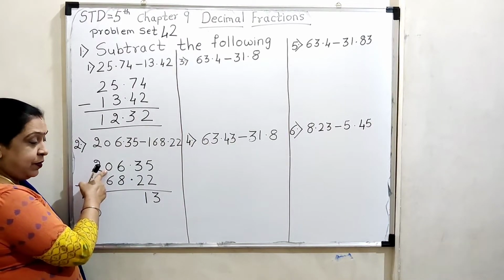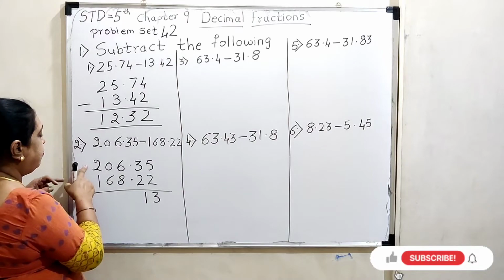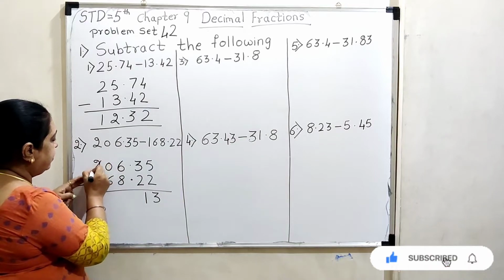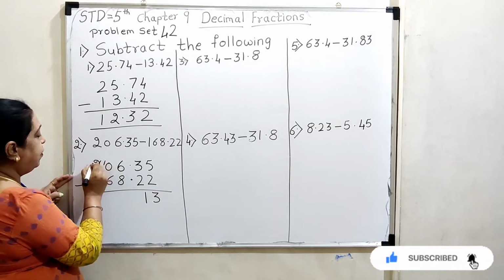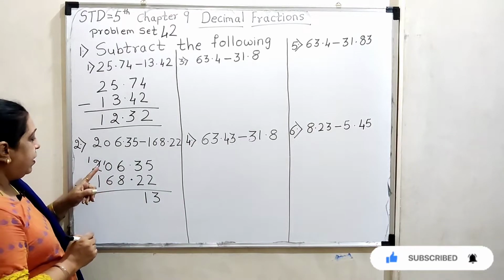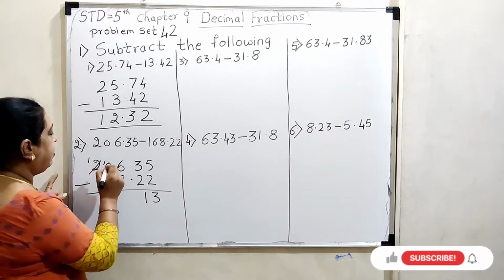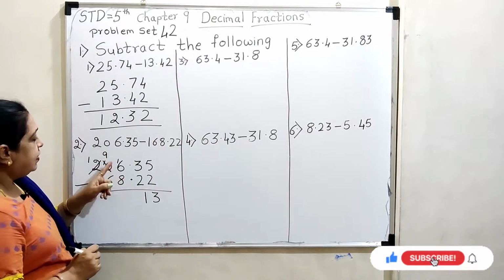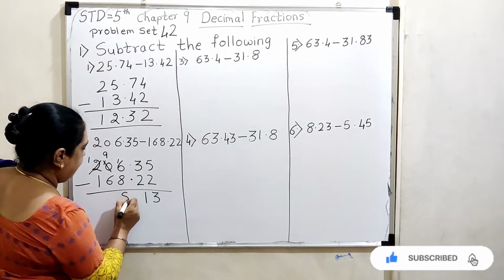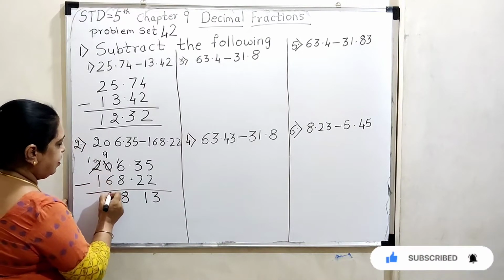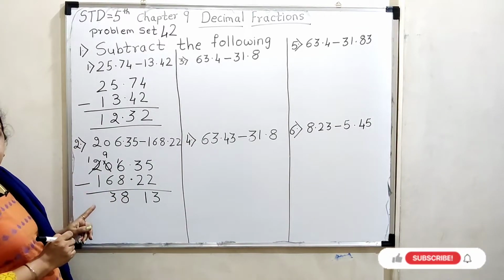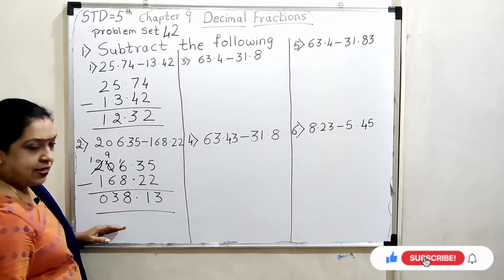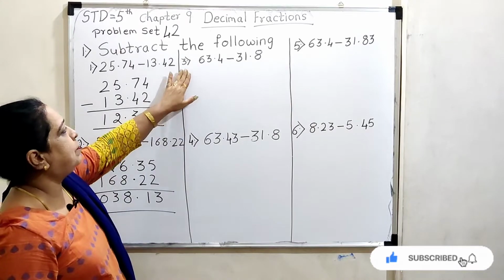But here it is 0. So we will borrow from here. So from 2 we will not directly borrow here. First cut this 2, write 1 over here. What will remain over here? 1. Now this will become 10. From 10 we will take 1 over here. So what will remain here? 9. So 16 minus 8 is how much? 8. 9 minus 6 is how much? 3. And 1 minus 1 is how much? 0. No need to write. This is the answer. Understood? Now sum number 3.